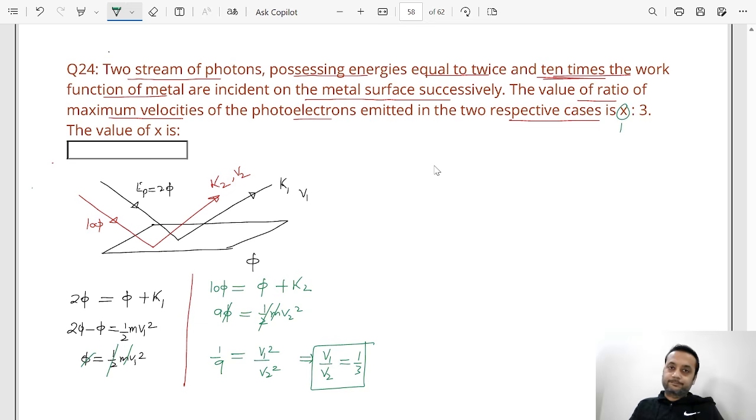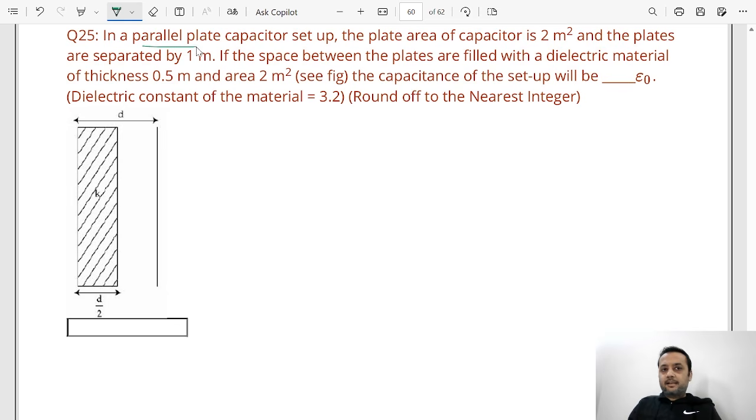In this question, there's a parallel plate capacitor setup with a plate area of 2 meter square and the separation between the plates is 1 meter. The space between the plates is filled with a dielectric of thickness 0.5 meter and area 2 meter square. So the area of the dielectric is equal to the area of the plate, but the thickness of the dielectric is half of the total separation between the capacitor plates. We have to find the equivalent capacitance. The dielectric constant is 3.2.